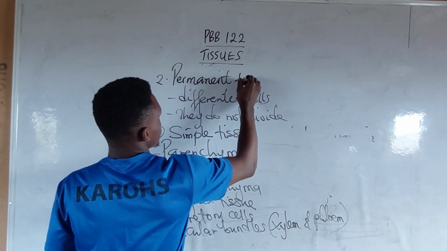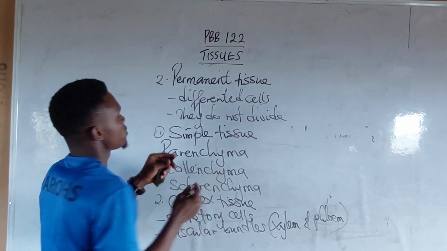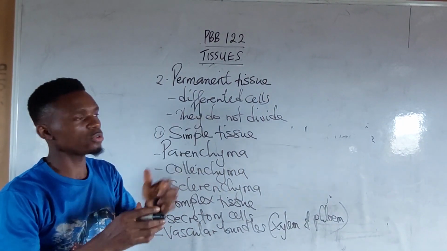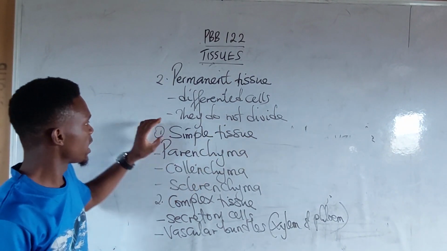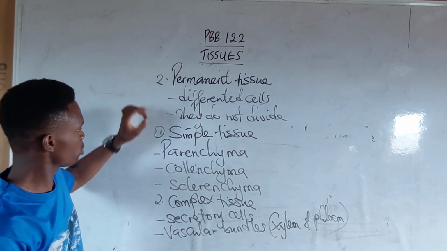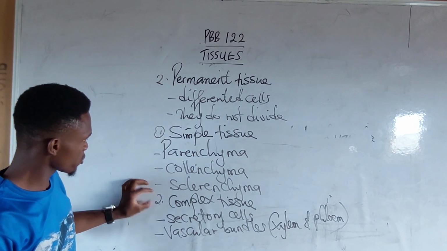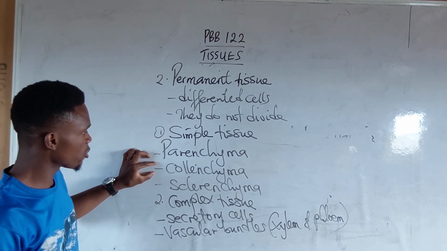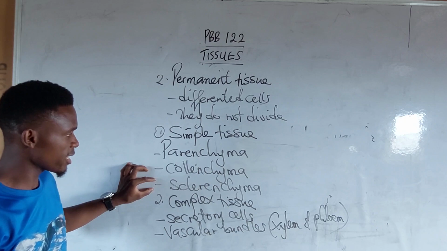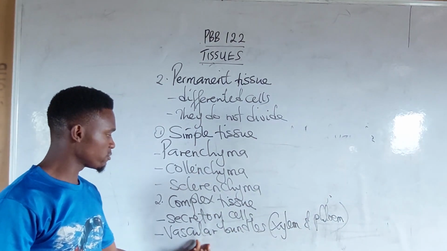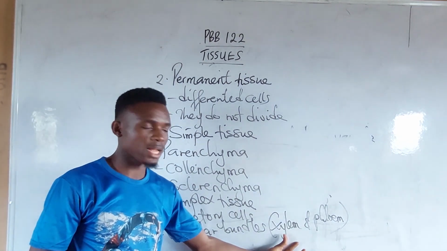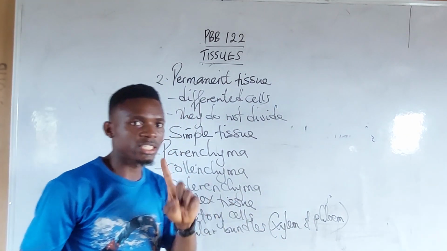The cells found in the permanent tissue are differentiated. They do not undergo cell division. I said we have two types of permanent tissue, the simple and the complex. Under the simple, we have parenchyma, collenchyma, and sclerenchyma. Then under the complex, we have secretory cells, and vascular bundles, where you have the xylem and the phloem. Take note of that.